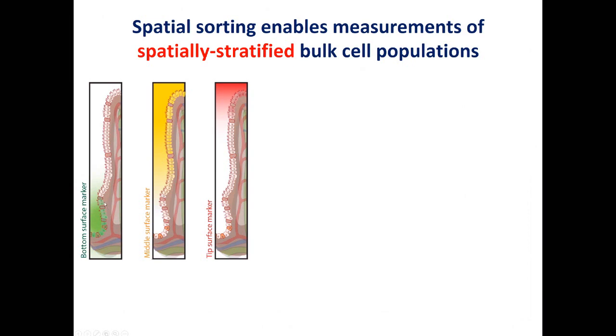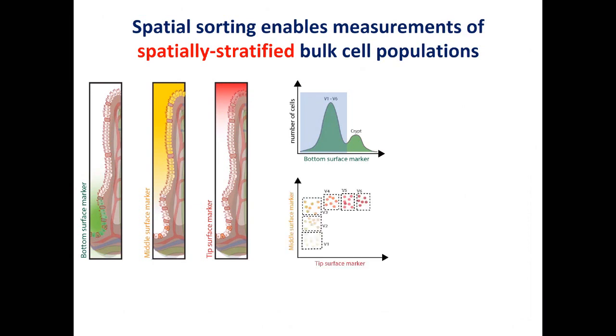Let's say that we have the green surface marker that's only expressed in enterocytes in the crypt, and a yellow surface marker that's expressed in enterocytes in increasing levels towards the tip, and then a red surface marker that's only expressed in enterocytes at the tip. We can then dissociate the enterocytes, incubate them with a cocktail of fluorescently labeled antibodies against these 3 markers, and then we can use the green surface marker to negatively select for the crypt and retain the villus cells.